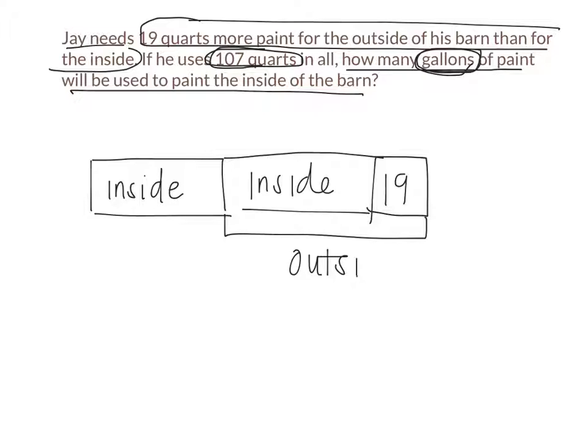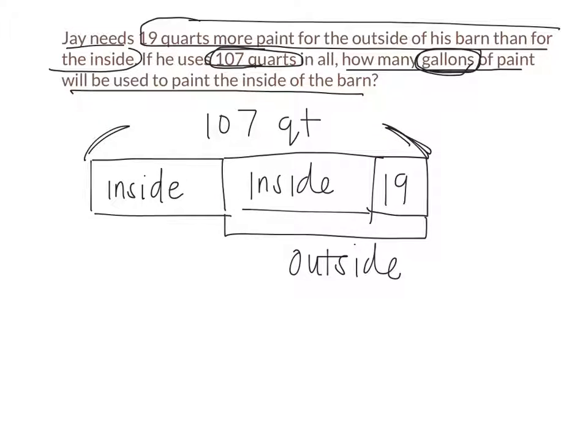19. Now, is this the amount he needs for the outside? Do you guys agree? Because if he takes what he used for the inside again and adds another 19, that will be the total amount he needs for the outside. Yes? Yes. Okay. Now, all together, how many quarts of paint does he use? 107 quarts.